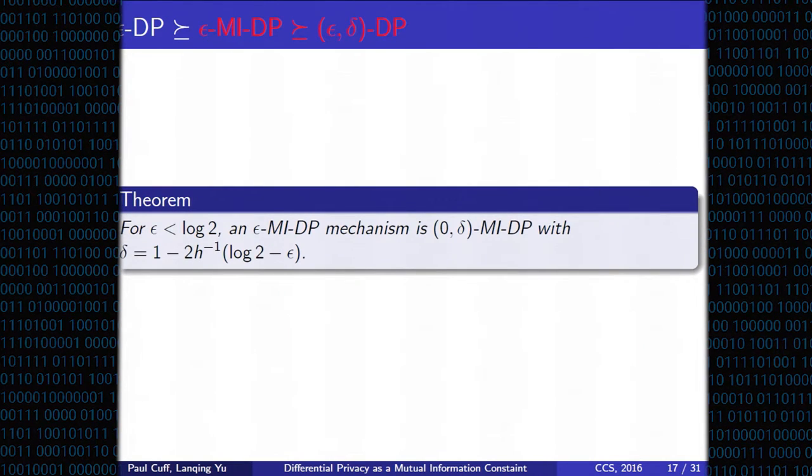And there are two other theorems. I won't talk about them here. If you are interested in the constants, you can check our paper for more details.